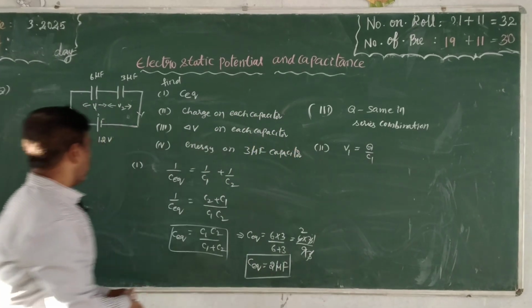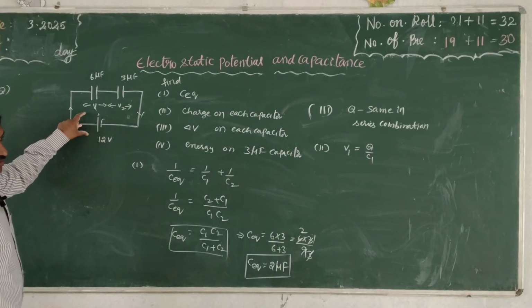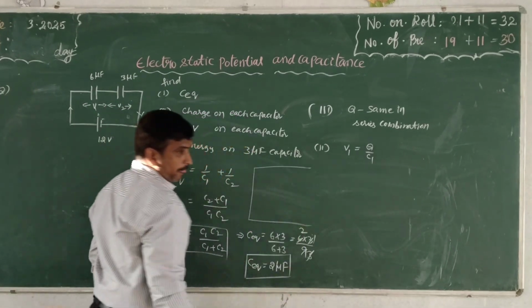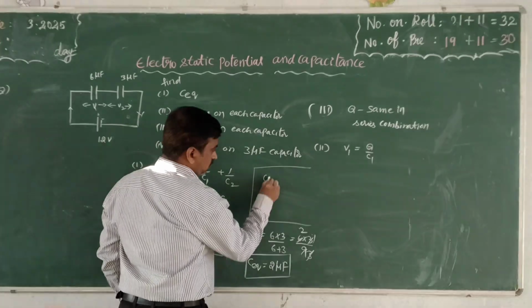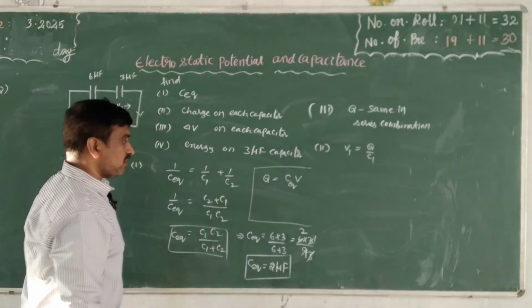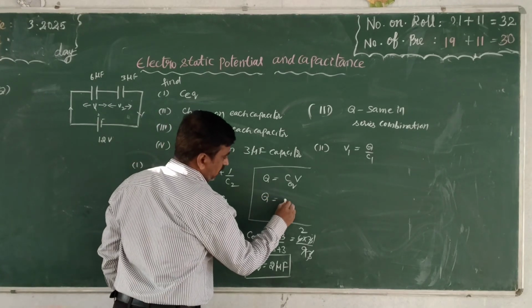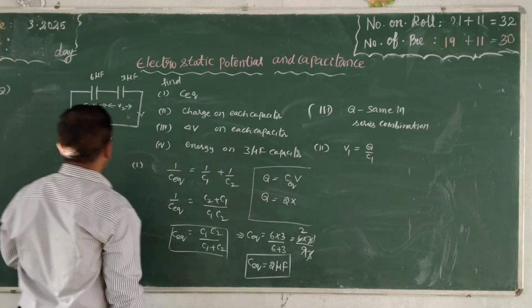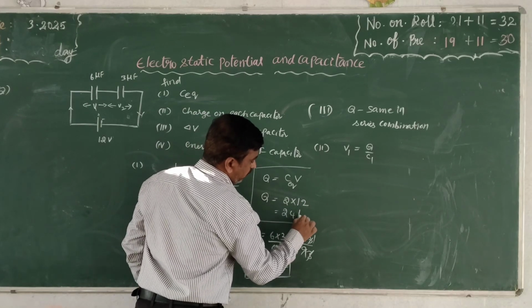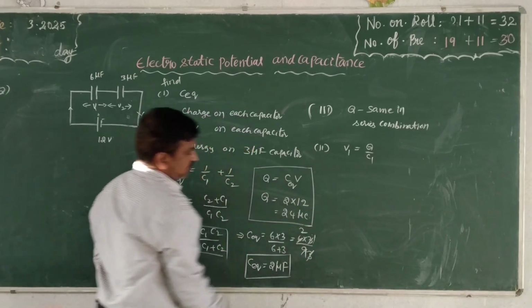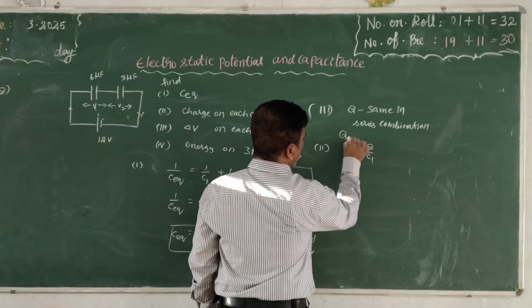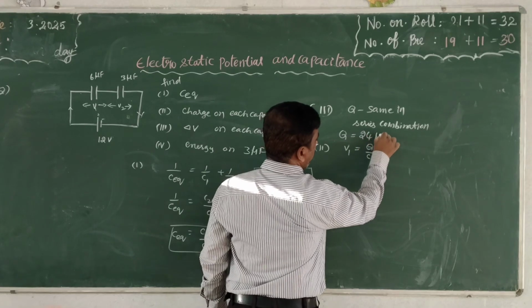Q is what, charge. We want to find out the charge first. What is the charge on the circuit? Charge equals CV, and here we can use C equivalent. C equivalent is 2 microfarads, potential is 12 volts, so we get 24 microcoulombs. This is the charge on each capacitor. What is the charge on each capacitor? Q equals 24 microcoulombs.